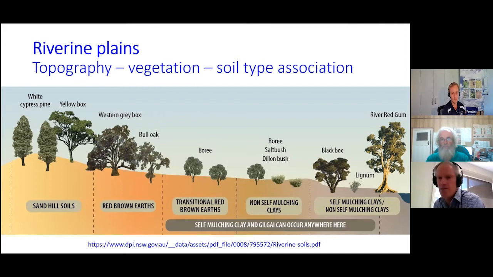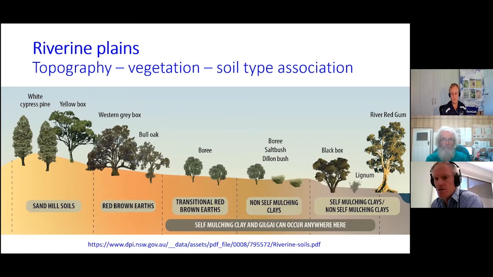Soils exist within a landscape, and there are associations, certainly on the riverine plains, between the soils that you have and the vegetation that sits on them, and also the topography. And it all has really to do with drainage out here. On the left of your screen, you can see you've got sandhill soils, so they're higher in the landscape, they're coarser textured, they're better drained, and you get white cypress pine and yellow box on those soils. And as you come down off the sandhill, you get those red-brown earths. They've got 15 to 25 centimetres of a red loam over a clay. They are quite productive soils. Again, you get grey box and bull oak.